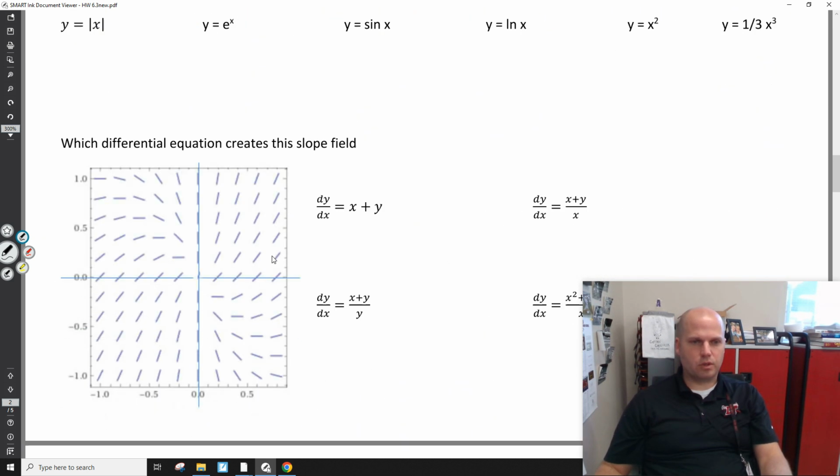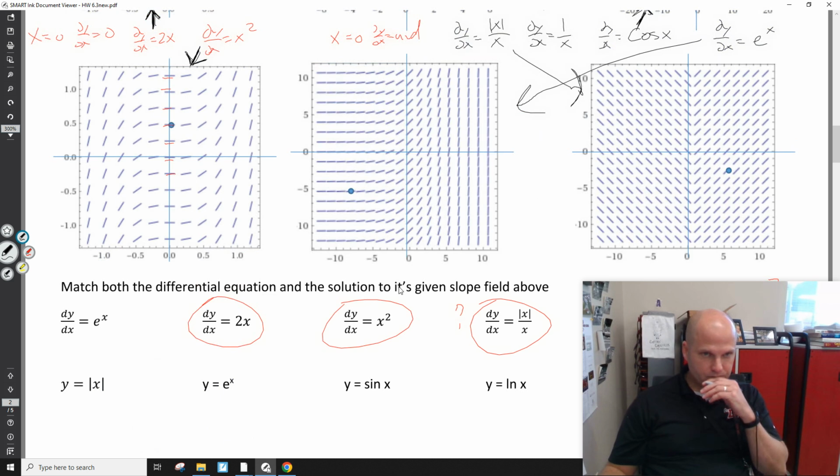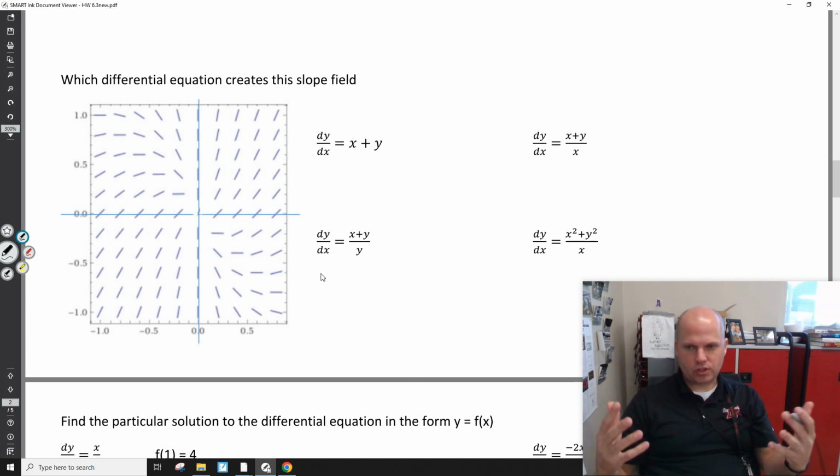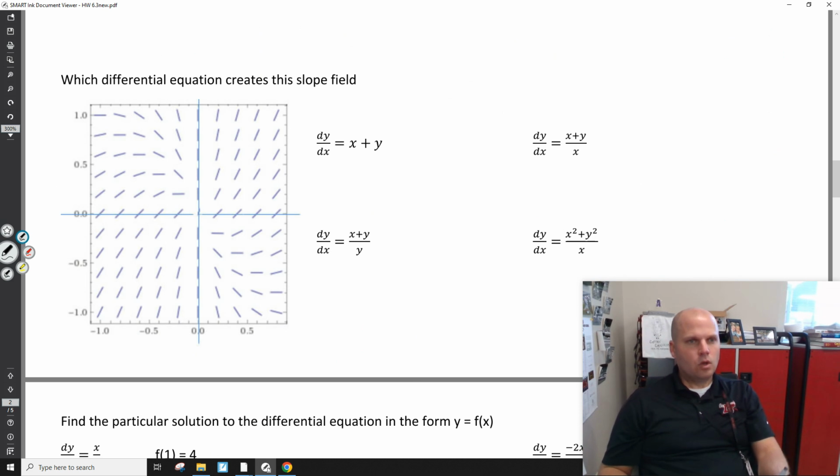We have another question below. This is a good question where it's a little bit more involved finding which one is going to work. So why don't we do that, and then we'll talk about what the solutions will look like. Which differential equation creates this slope field? Well, what do we notice? We notice that we got this undefined when x is 0. So that's not that. That's not that. It's either this one or this one.